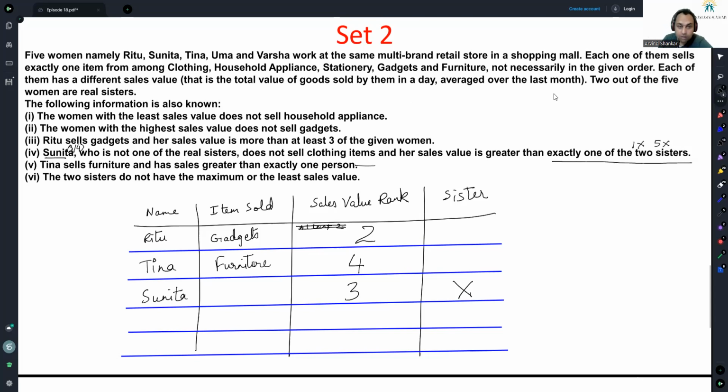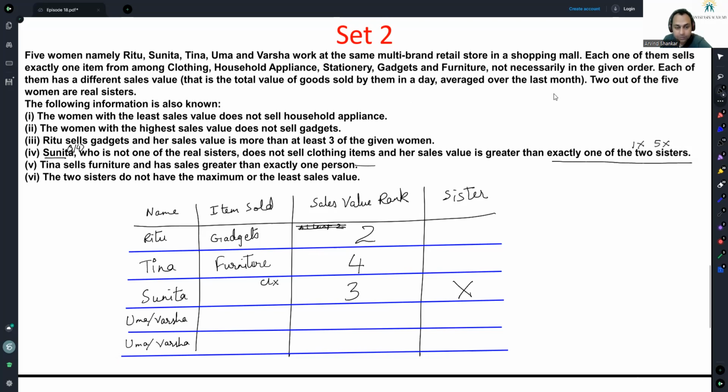The 2 sisters do not have maximum or least sales value. Okay. I have not incorporated a lot of information so far, so let me try and do that. Sunita is not one of the real sisters, does not sell clothing items. So let's say Sunita is not selling clothes. This much I know. What are the 2 people left? Uma and Varsha. So let's say Uma here, Varsha here, Uma here, Varsha here.